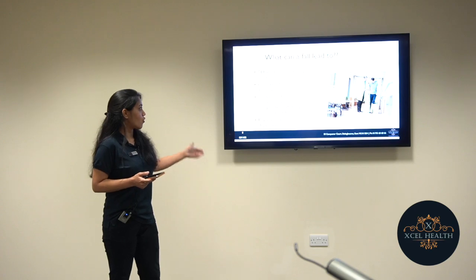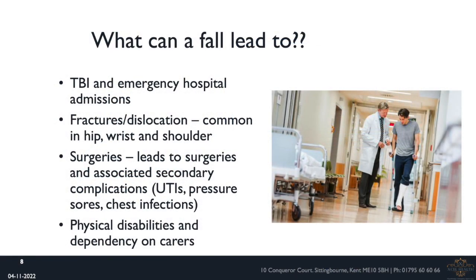That would lead to all secondary complications related to your surgery. If you do not have strong muscles to sit you up and get you back to functioning as you were before, it will lead to things like UTIs, that is urinary tract infections, because when you have a surgery, you would be catheterized. After you have a catheter put in, that's again a complication leading to urinary tract infection. Pressure sores are common, chest infections are common.